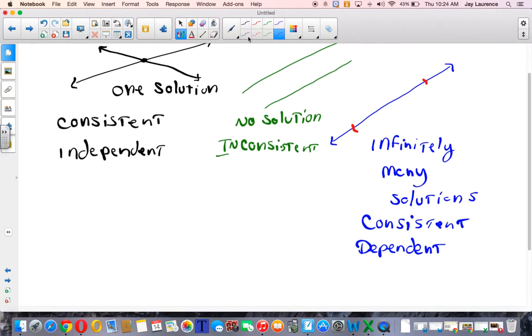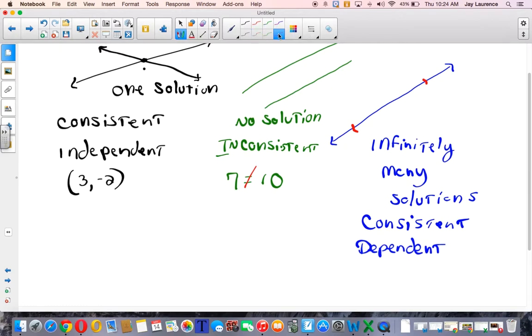Now, when you solve these different ones, this one here, you're going to get a point, the black one, like 3, -2, or maybe you'll get a point like 5, -6. Now, when you go to solve the green one, what's going to happen is you're going to get a false statement like 7 equals 10. 7 never equals 10, so these lines will never cross each other.